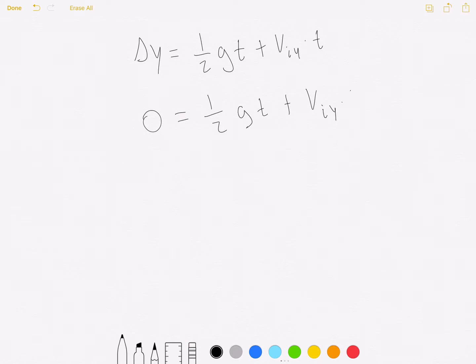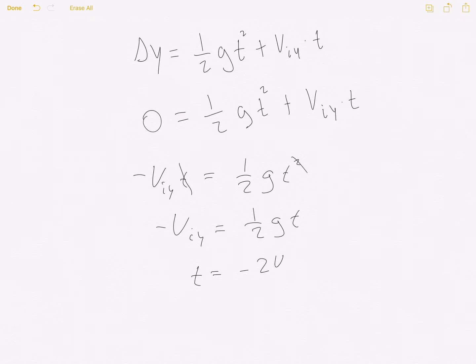So this is VIY times T. I can subtract VIY from both sides. Equals 1/2 GT squared. So do not forget that this is squared. Okay, so here a T can cancel on both sides. So we get negative VIY equals 1/2 GT. Rearranging, I get T equals negative 2 VIY over G, because I multiply 2 by both sides to get rid of the 1/2, and then I divide both sides by G.